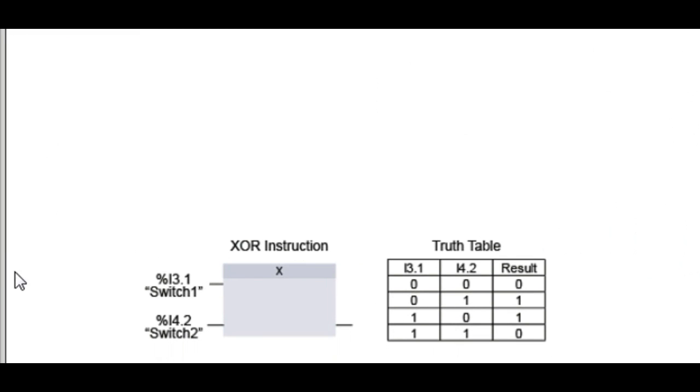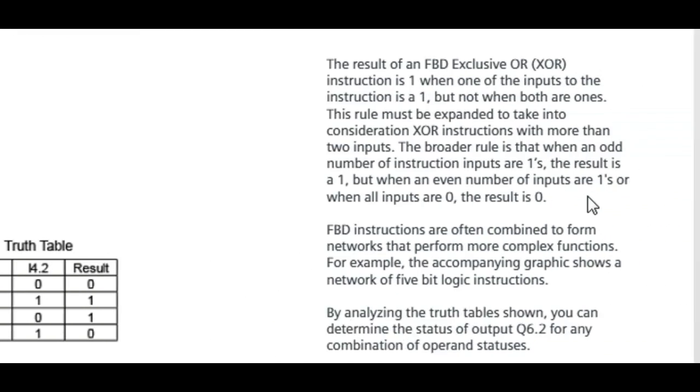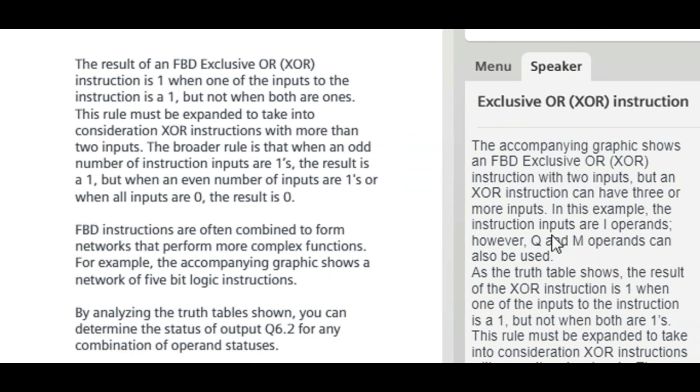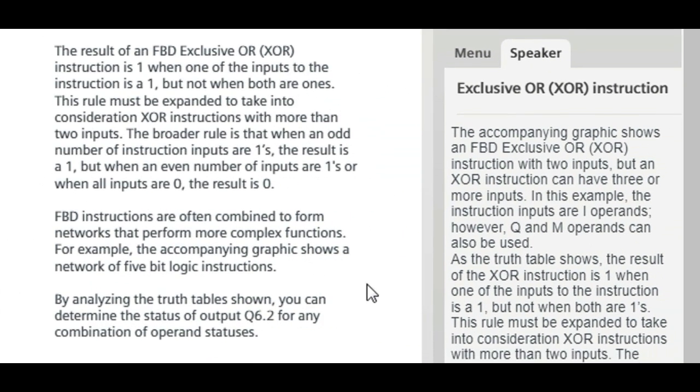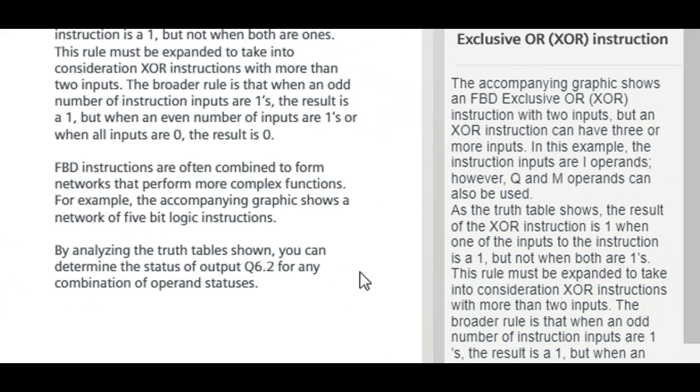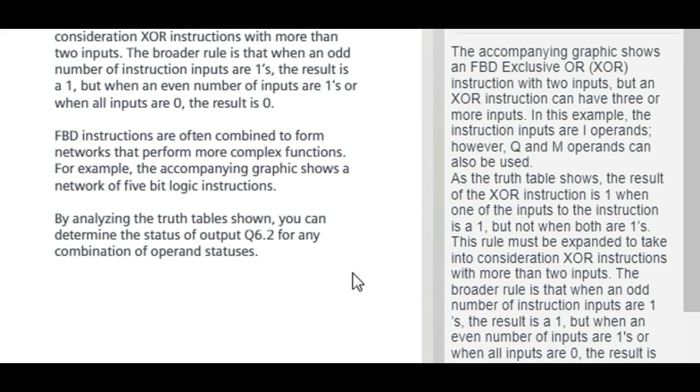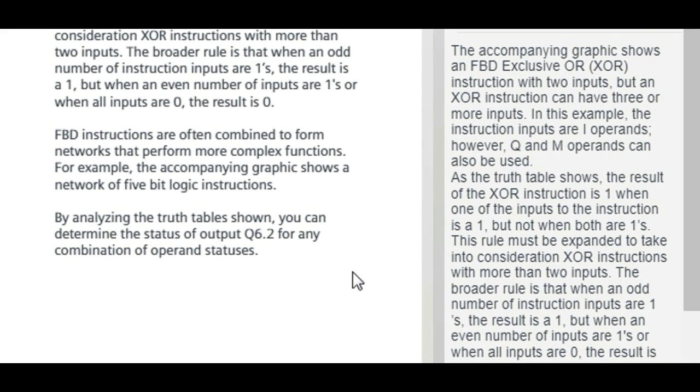As the truth table shows, the result of the exclusive OR instruction is 1 when one of the inputs to the instruction is a 1, but not when both are 1s. This rule must be expanded to take into consideration exclusive OR instructions with more than 2 inputs. The broader rule is that when an odd number of instruction inputs are 1s, the result is a 1. But when an even number of inputs are 1s, or when all inputs are 0, the result is 0.